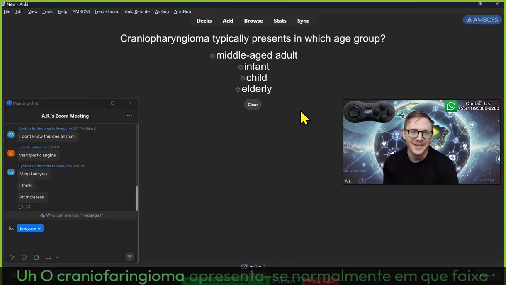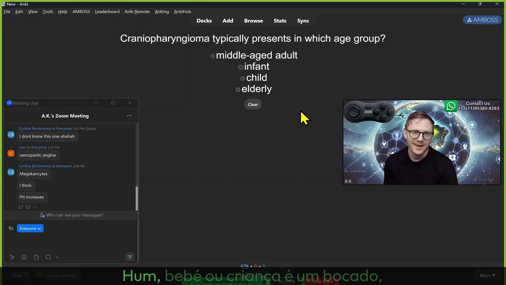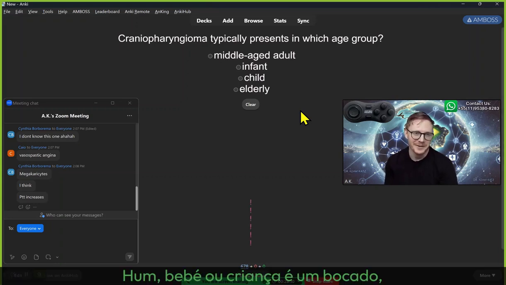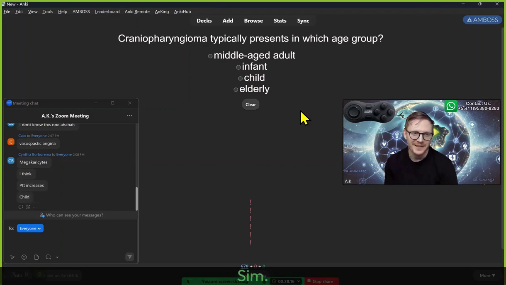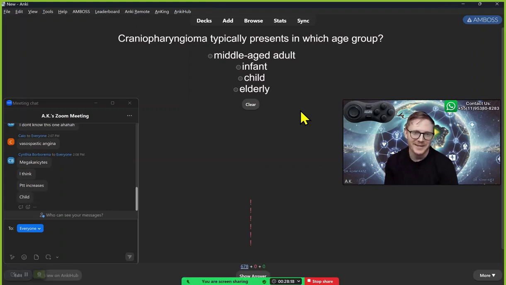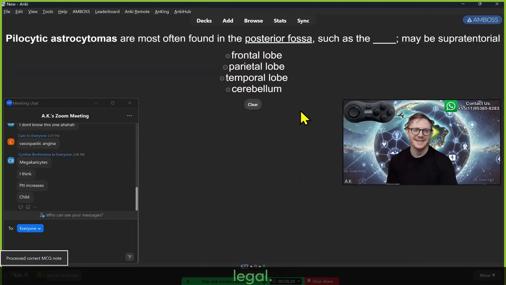It's so much better. Craniopharyngioma typically presents in which age group? Infant or child is kind of the answer. What do you guys think? Child. Yeah. All right, let's try it. Nice. So infant is up to 1 year, right?